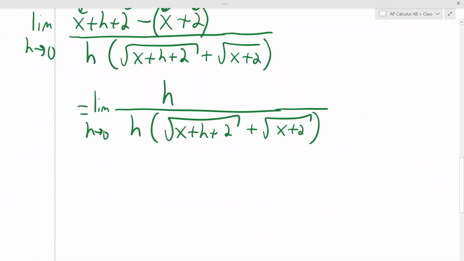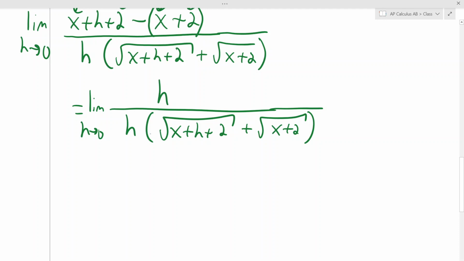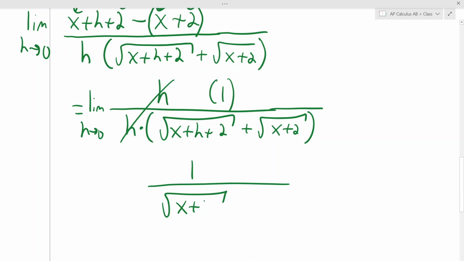You know what happens to those h's? You see how it's multiplication here? They cancel, leaving us with a 1. And if you plug in, h is going to 0, you get 1 over root x plus 2 plus root x plus 2.